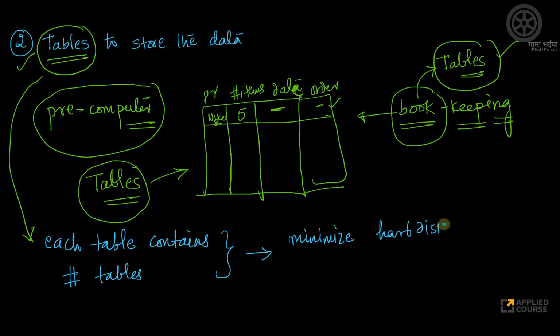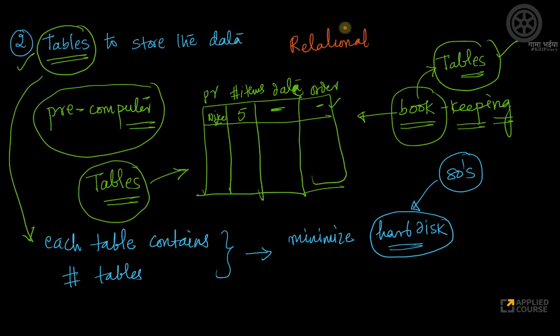This was one of the big challenges. In the 80s, when most databases were designed, there were very limited hard disks to store this information in. So people asked, how do I minimize the hard disk space needed to store all of this information? It was very important. There is a mathematical model behind how to store data into tables, called the relational model.